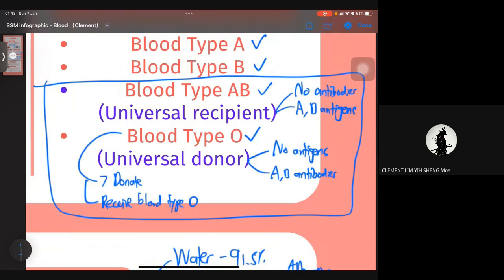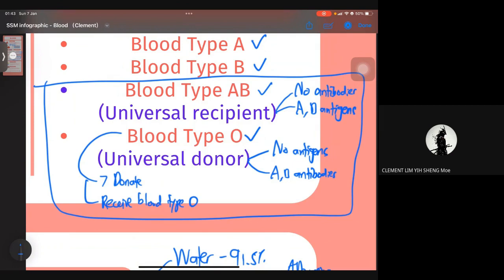Blood type AB is known as the universal recipient, which means the person who has this blood type can receive any type of blood from other persons, no matter whether the donor is blood type A, blood type B, or blood type O. This is because blood type AB has both A and B antigens and doesn't have any antibodies, so no agglutination of blood occurs.